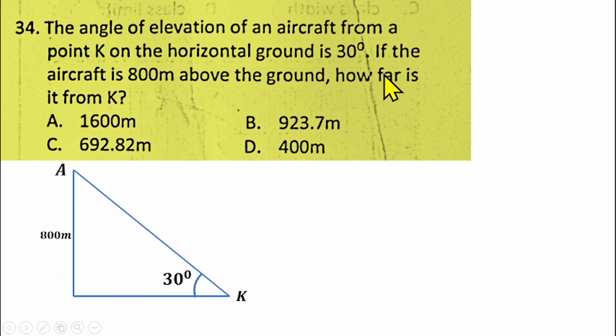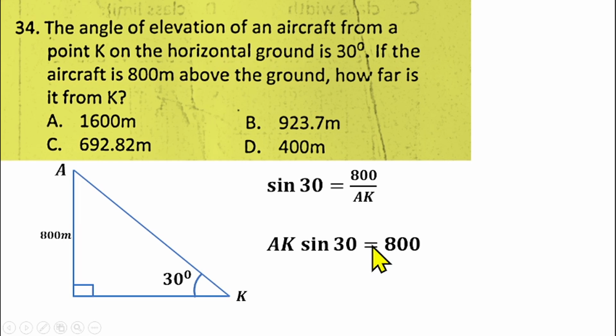So how far is the aircraft from K? We are looking for this side, and we should know that this will be perpendicular to the ground. So that gives us a right angle triangle. You can use the trigonometric ratio, opposite over the side we are looking for, which is sine 30 equals 800 over AK. From there you can cross multiply, or if you know the trigonometry of special angles, sine 30 is 1 over 2, you can use that and get your answer easily, which gives us 1600, I think.